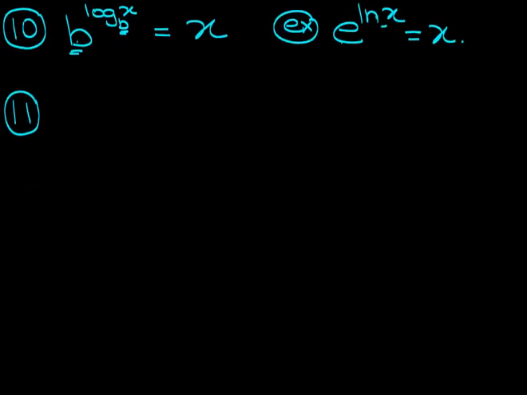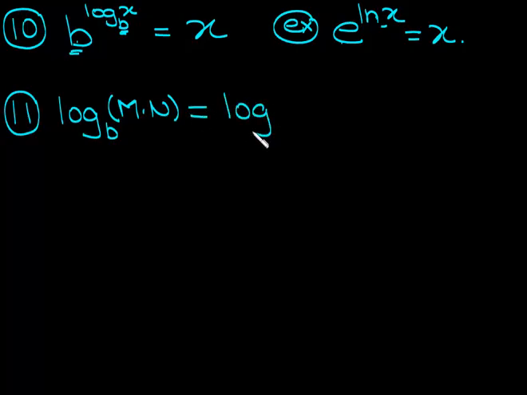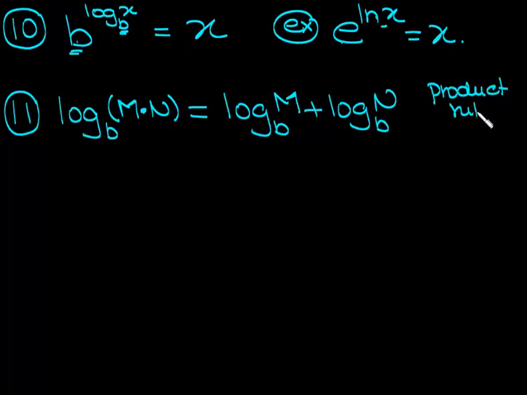The next property of logs is this. We have log of m times n base b. If you're taking log of a product of two numbers, m and n, what is that going to be? Well, we can write this as log of m base b plus log of n base b. So we can write this product as a sum. This is called the product rule, or the product property. It lets you write a log of a product as a sum.